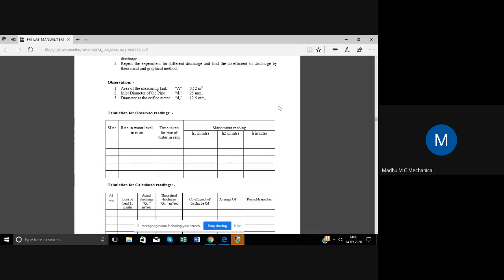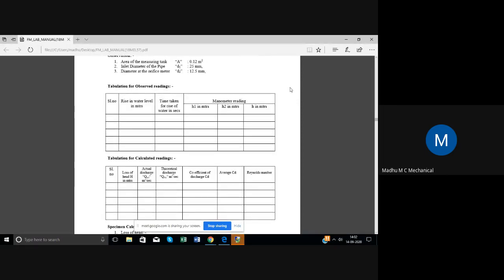They have only given the inlet diameter of the pipe. So what is flowing through the inlet? Let that be D1, that is 25 mm. Then the diameter at the orifice meter. You observe that at the center of the pipe there is an orifice. At that point the diameter D2 is 12.5 mm. These are the three specifications they have given to you.